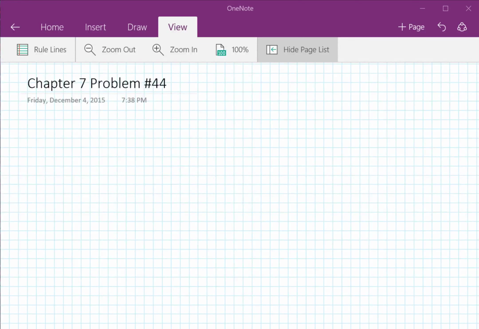Hello, this video will explain problem number 44 in chapter number 7. You have two billiard balls of equal mass colliding with each other, and they had x and y components separately. So B was moving with an x component of momentum, and A was moving with a vertical momentum.